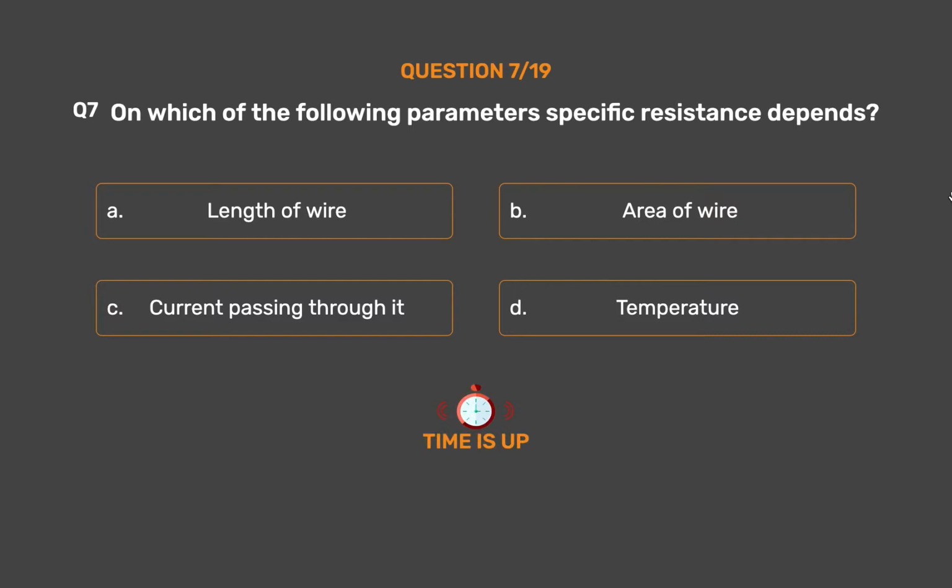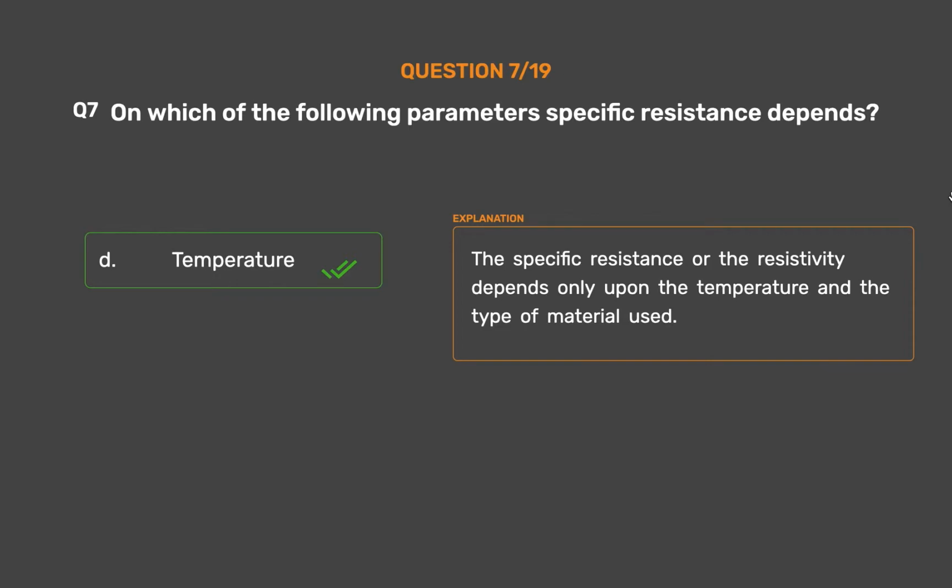The correct answer is option D. Temperature. The specific resistance, or the resistivity, depends only upon the temperature and the type of material used.